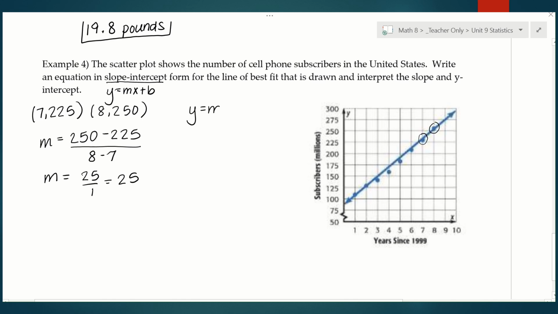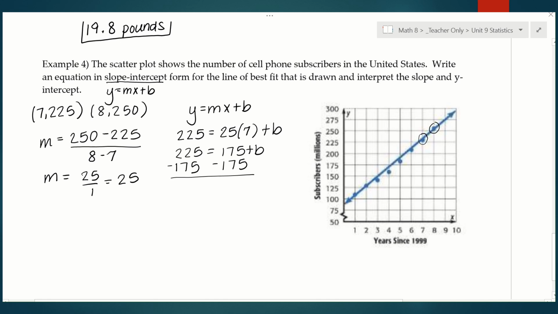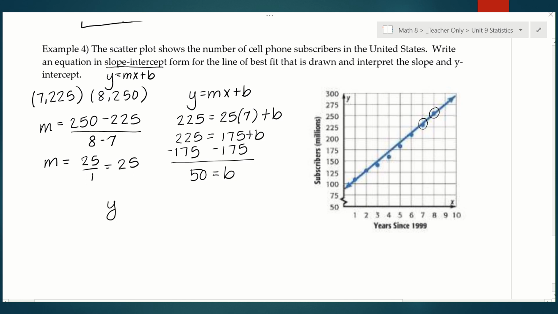Now I'm going to do y equals mx plus b, and I'll choose the first point to plug in. So I'm going to do 225 for my y, 25 for my slope, 7 for my x, plus b. And so then I know that 25 times 7 is going to be 175. 175 plus b, which then if I subtract 175 from both sides is going to give me 50. So we have our equation: y equals 25x plus 50. We've done the first part of the question. We've written the equation in slope-intercept form for the line of best fit.